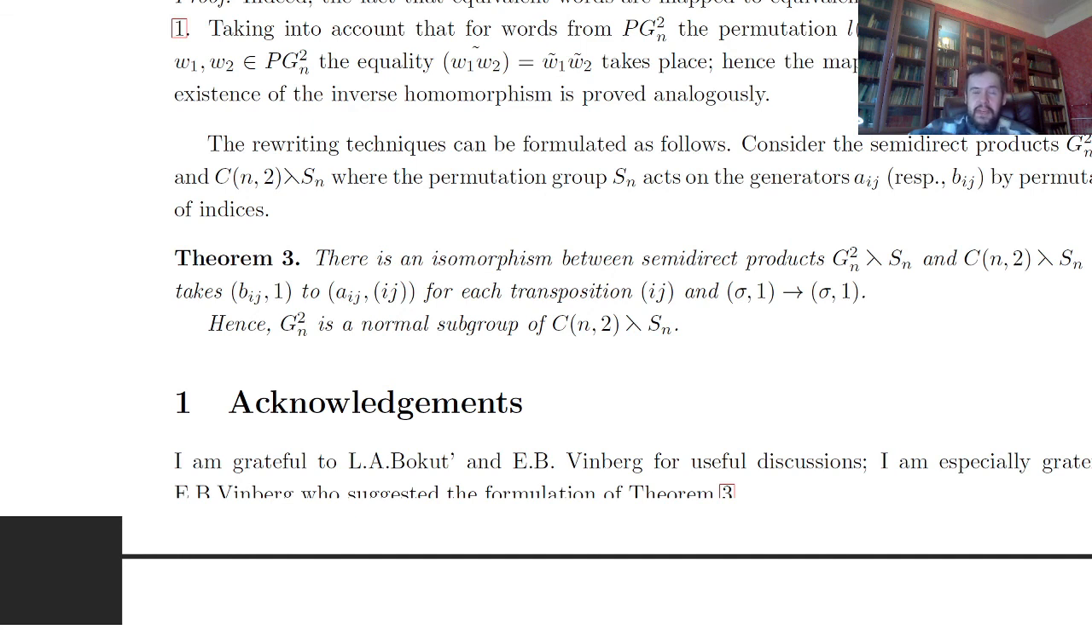So first, for arbitrary Gn2, we have this rewriting algorithm. For arbitrary Gnk, we don't have it. So we may try to construct this rewriting algorithm and then do.